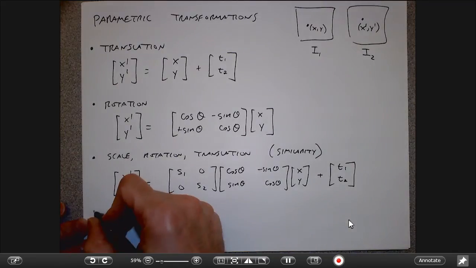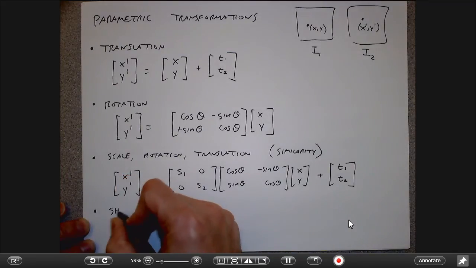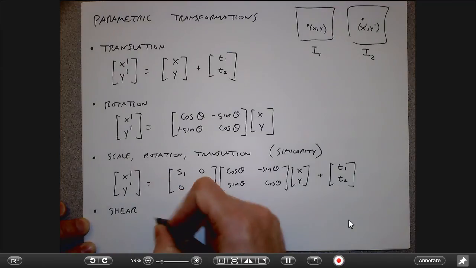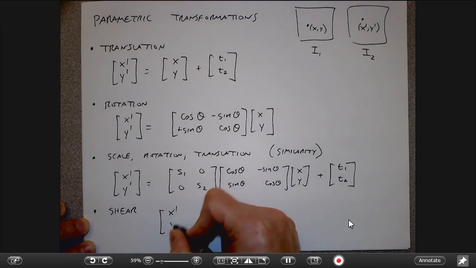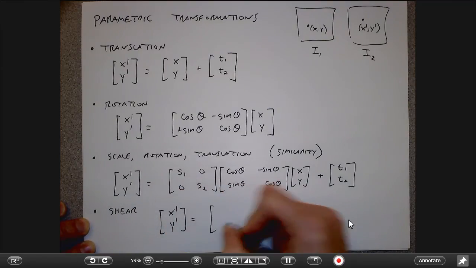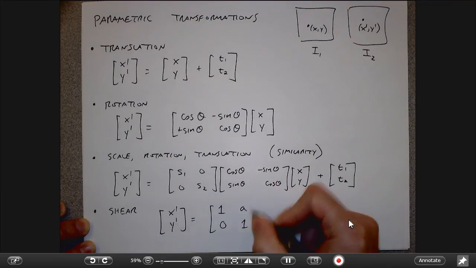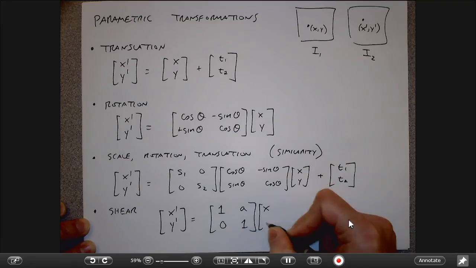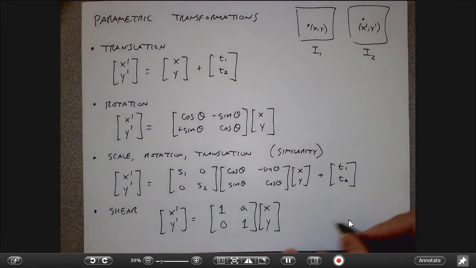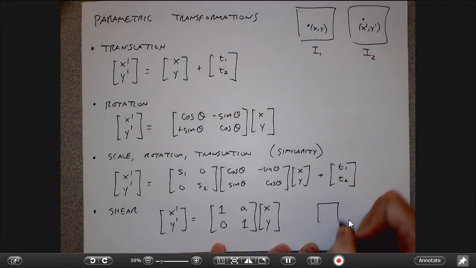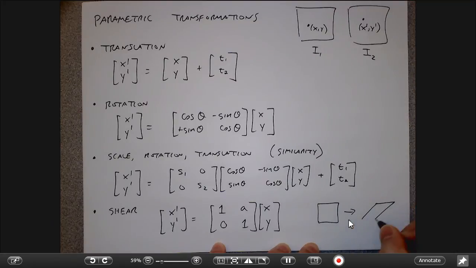And then you may have also heard, for example, of something called a shear. So a shear is something like this, where I could have an image that goes from this to something like this, right?